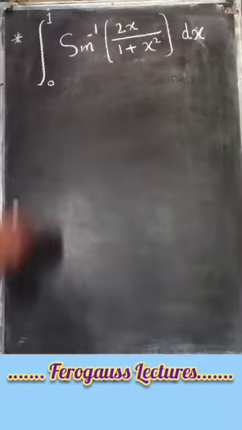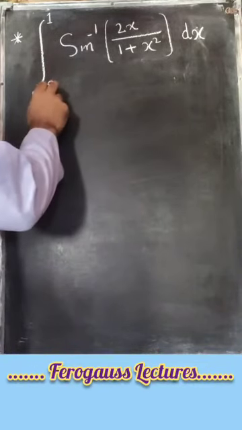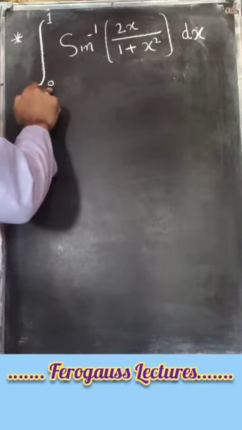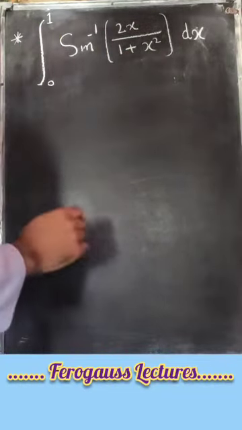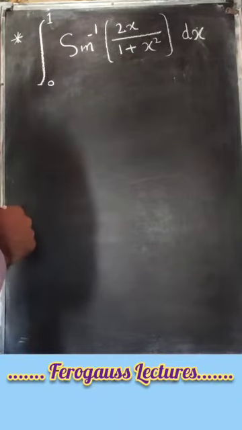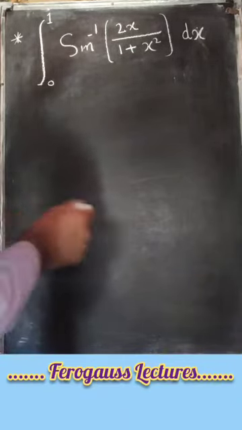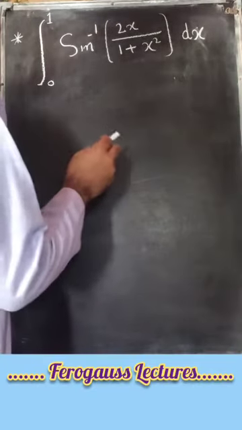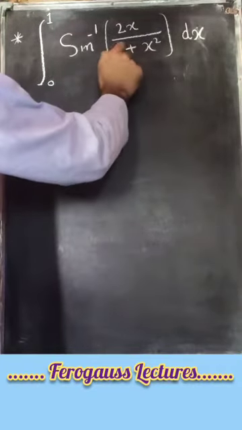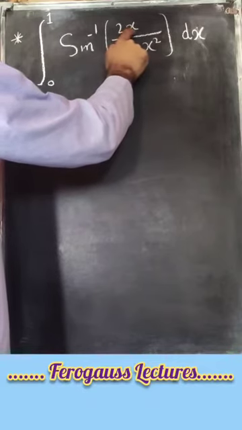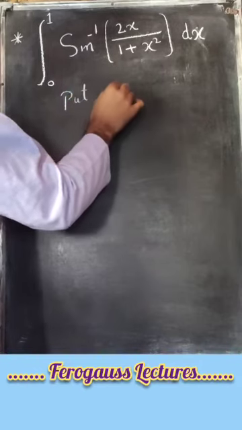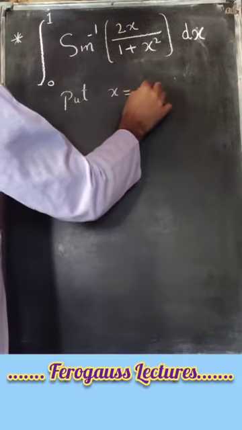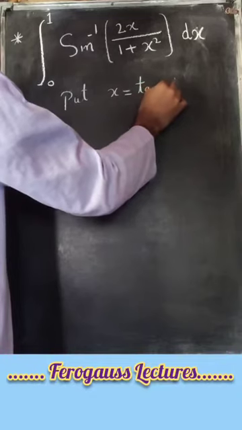Now let's take one more question. Here we have to evaluate this definite integral, that's the integral from 0 to 1 of sine inverse of 2x by 1 plus x square. We will evaluate this integral by using the substitution method. We know that twice tan theta divided by 1 plus tan square theta is equal to sine of 2 theta. So we put x equal to tan theta.